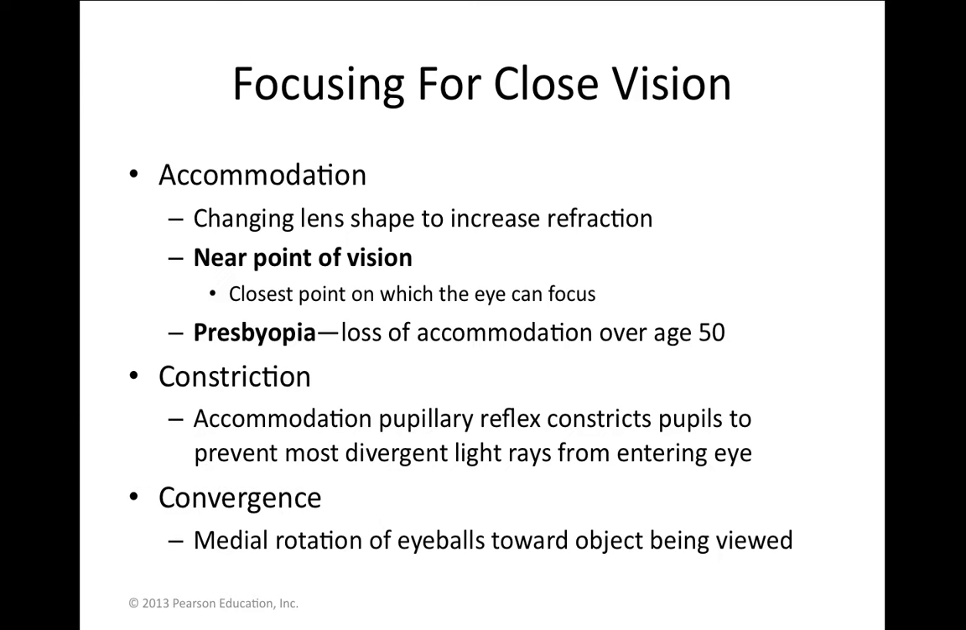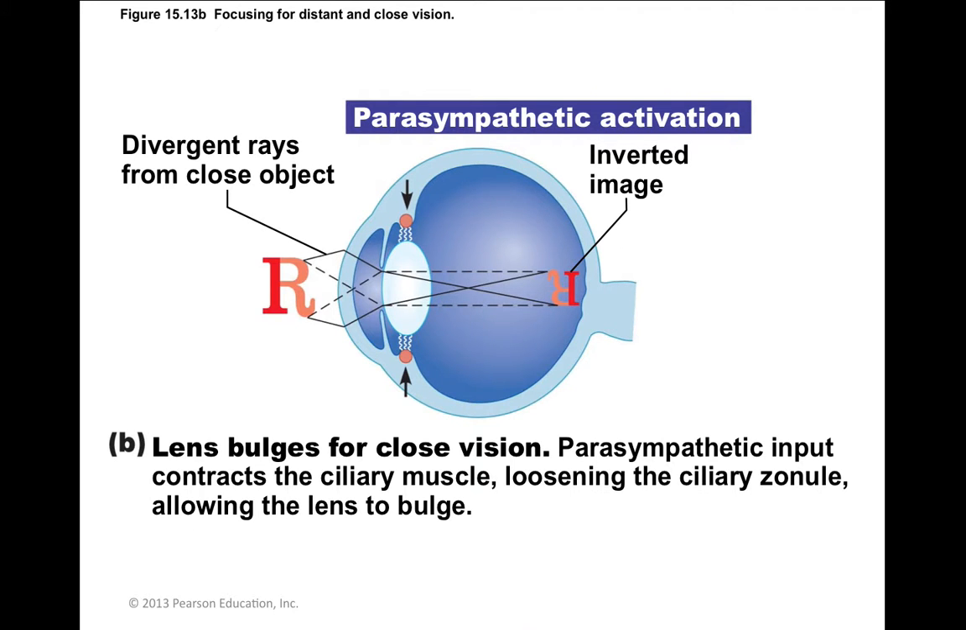Okay. Convergence is going to be medial rotation of the eyeballs towards the object being viewed. So this is the contraction of the medial rectus muscles bilaterally. Okay. So close vision requires parasympathetic activation. So the lens bulges for close vision, so it distorts and refracts the light more so that it focuses on that fovea centralis. You contract the ciliary muscle, loosening the ciliary zonule, and allows the lens to bulge.